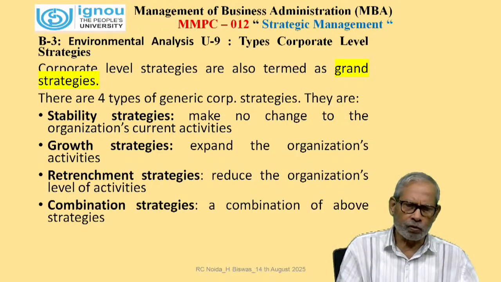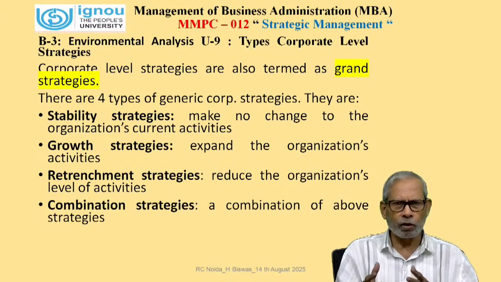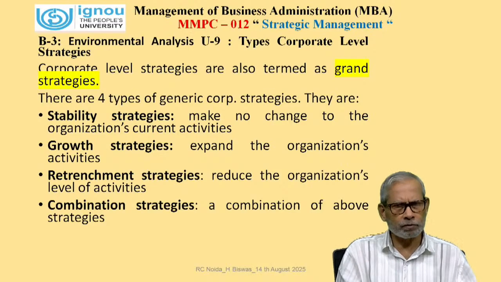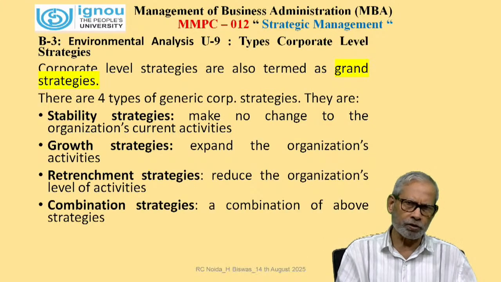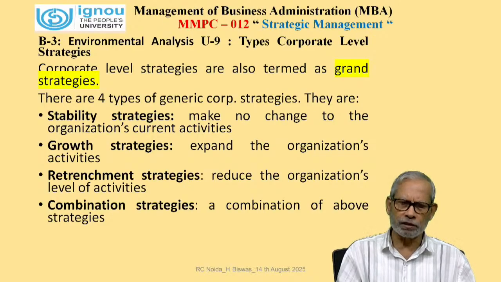For example, you combine your retrenchment strategy and your diversification strategy. You have to retrench some of the things and divert others, or you can reshuffle the manpower to a new range of product lines. That is also a part of the combination strategies.